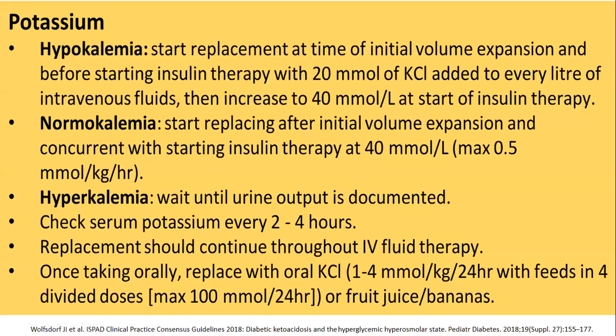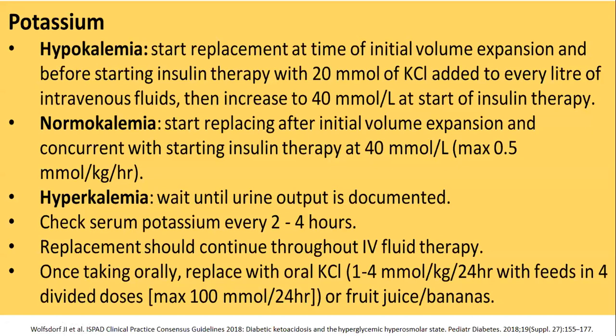For potassium, if the patient is hypokalemic, you may need to start a replacement at the time of initial volume expansion or resuscitation by giving 20 millimoles for every liter of fluid that is given. If they are normokalemic, you start replacing after the first 1 hour, and usually you will give 40 millimoles or milliequivalents of potassium chloride for every liter of fluid that is given.